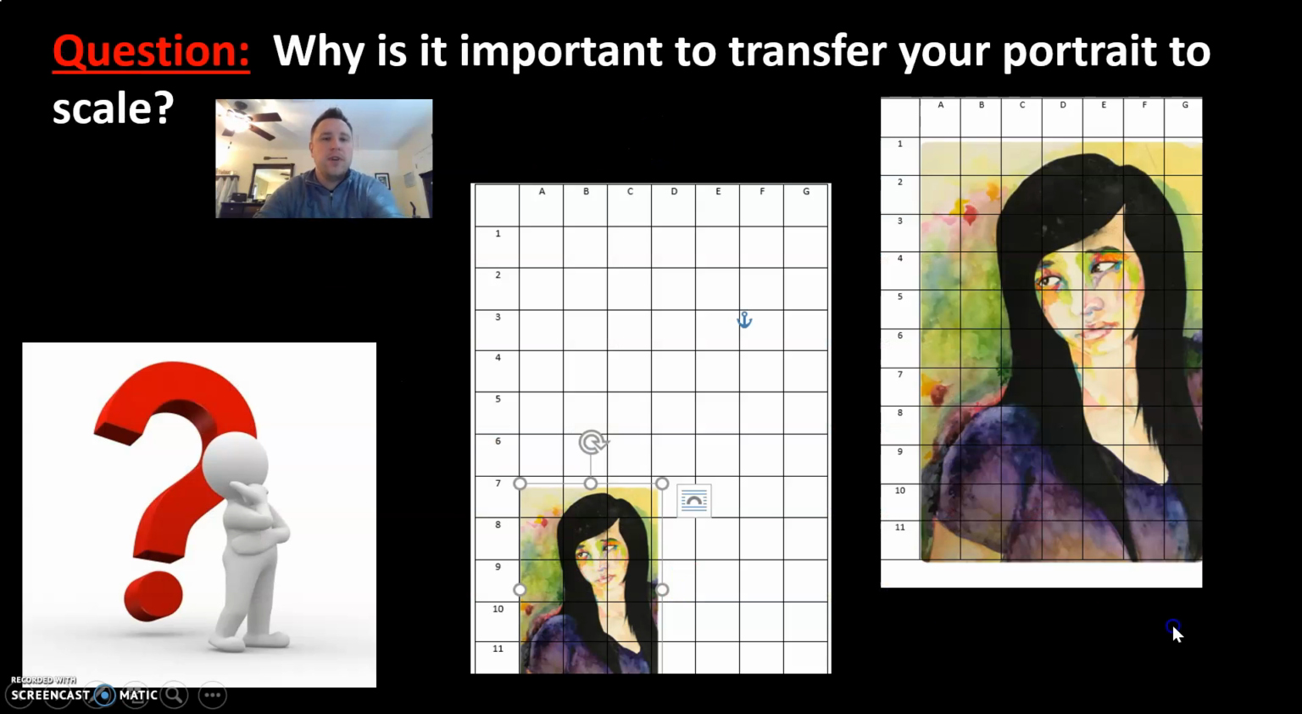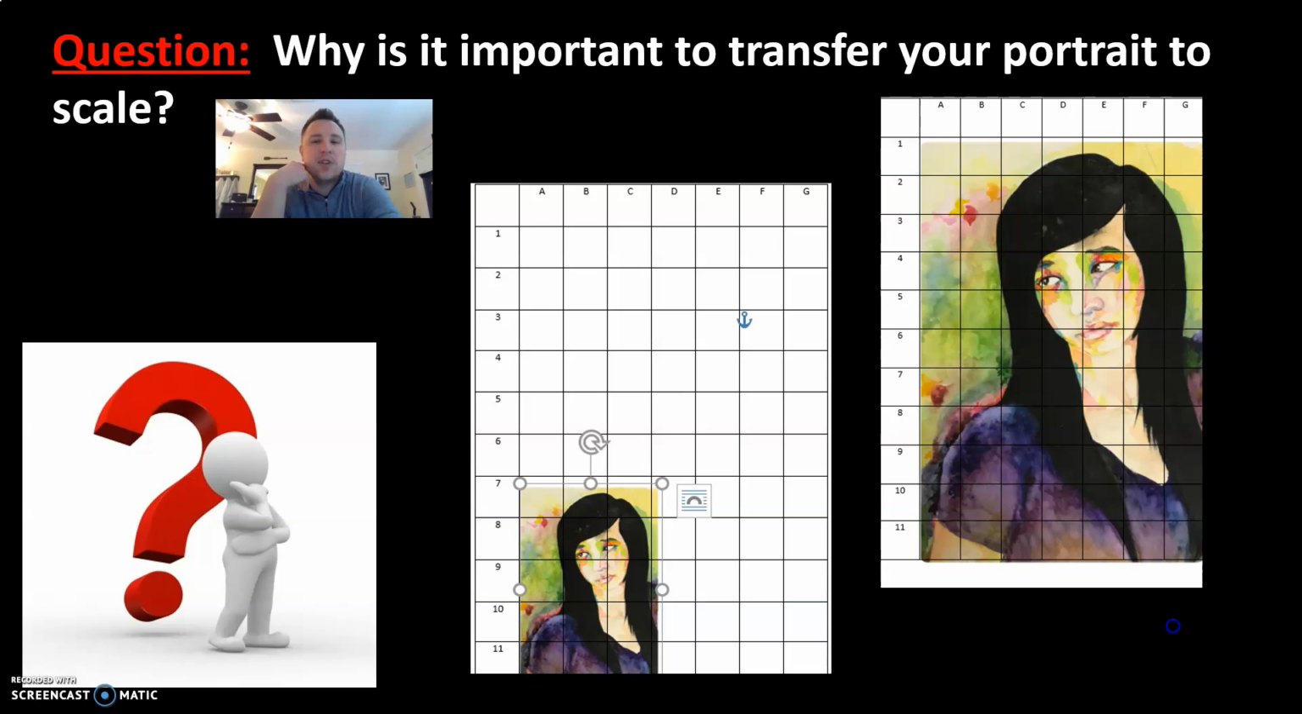And then the follow-up question is going to use the word scale and apply it directly to our project and the box grid that you have or should have completed using to transfer your picture. So you had a box grid on your photo and a box grid on your paper. We did that so we could transfer it to scale. We basically want the photograph, the image of the photograph, to fit the size of our paper just as perfectly as it did the photo. So the question is, why is it important to transfer your portrait to scale?